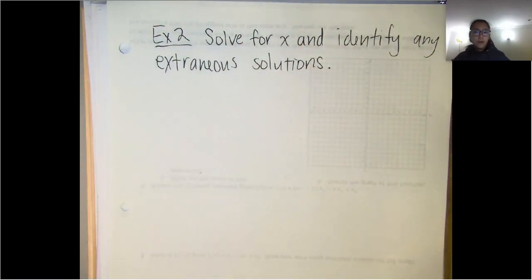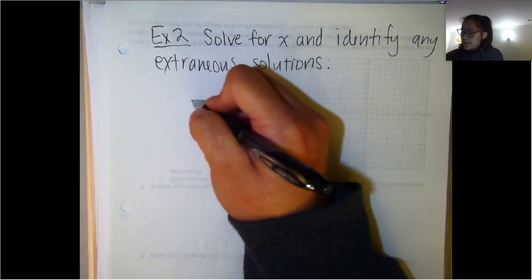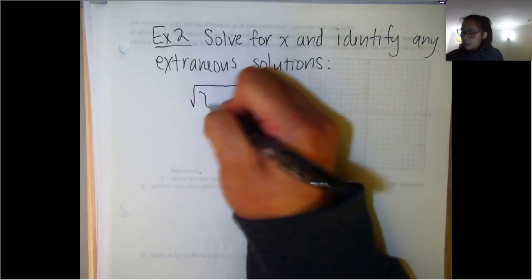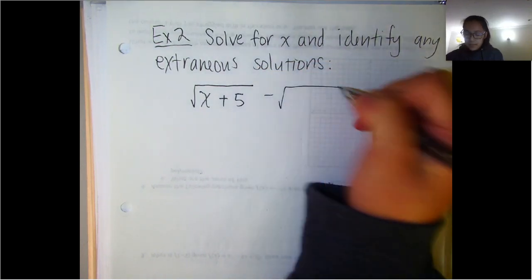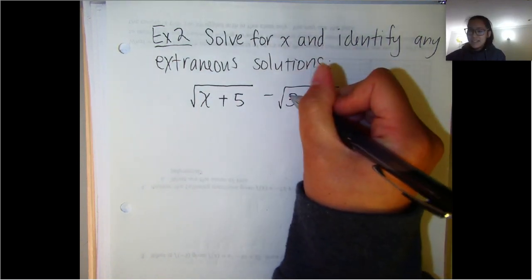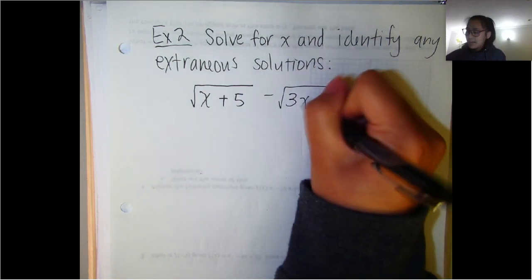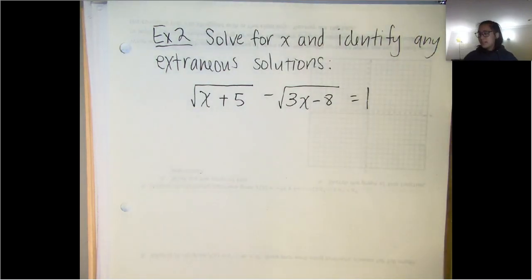So we're solving for x and identifying any extraneous solutions. And we're doing something a little bit more difficult here. So we have square root of x plus 5 minus the square root of 3x minus 8, and this all equals 1. Okay, so we're going to start with the same step. We're going to start by isolating one of the radicals.